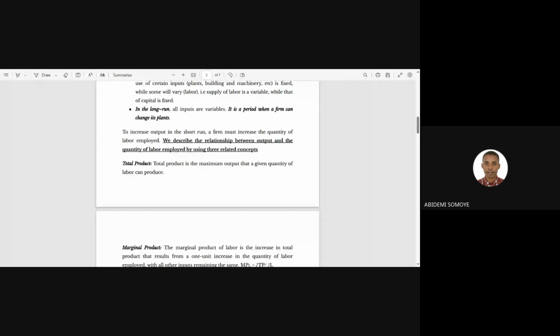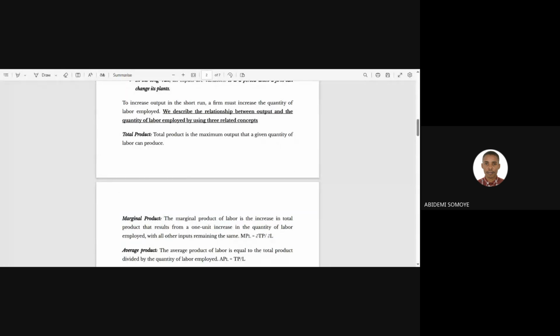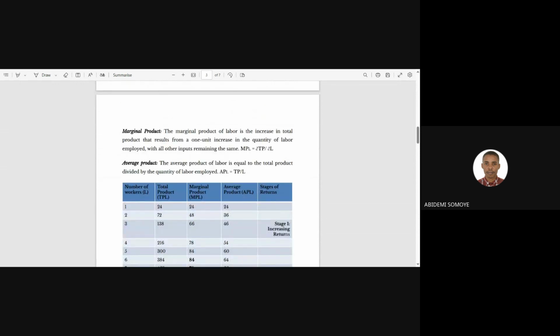To increase output in the short run, a firm must increase the quantity of labor employed. We describe the relationship between output and the quantity of labor employed by using three related concepts: total product, marginal product, and average product. Total product is the maximum output that a given quantity of labor can produce. Marginal product is the additional output that an additional labor can produce. The marginal product of labor is the increase in total product that results from a one unit increase in the quantity of labor employed.